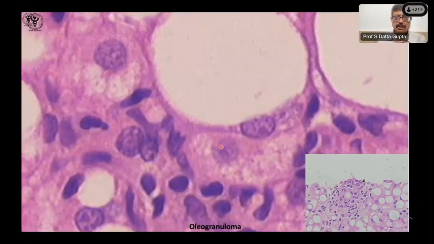What is this granuloma? Fat with these cells. This is called a lipogranuloma or fat granuloma, typically seen in NASH. Okay?